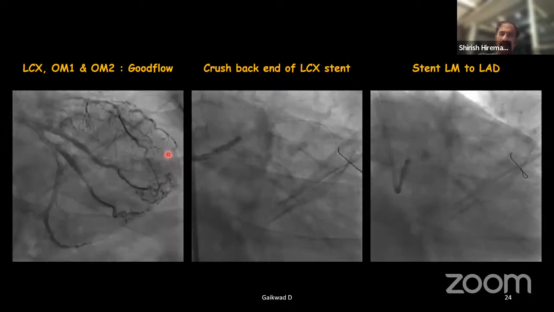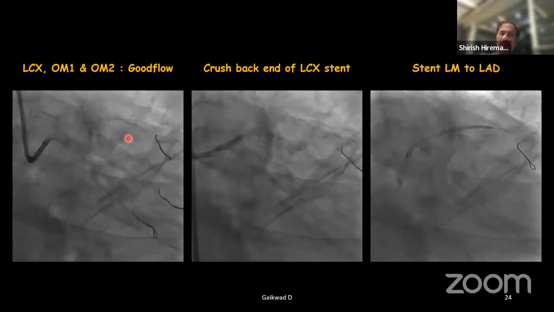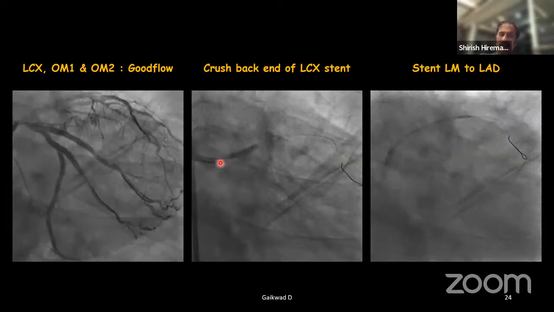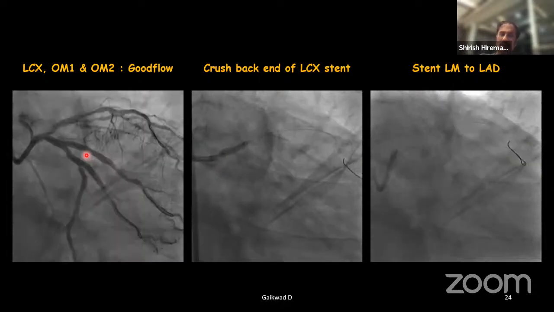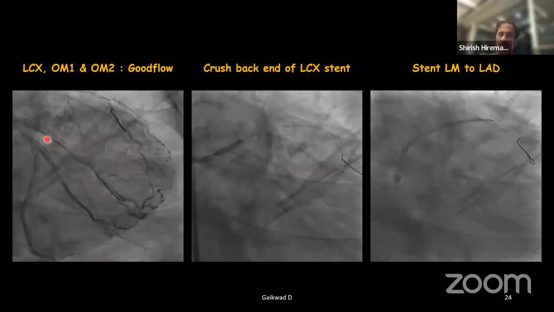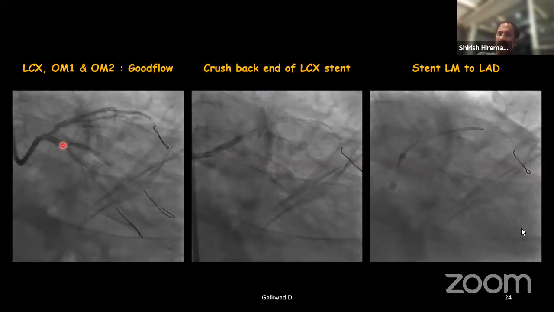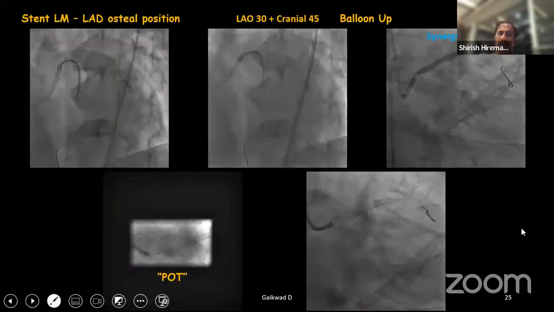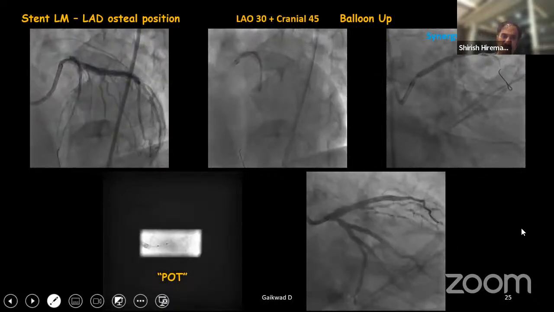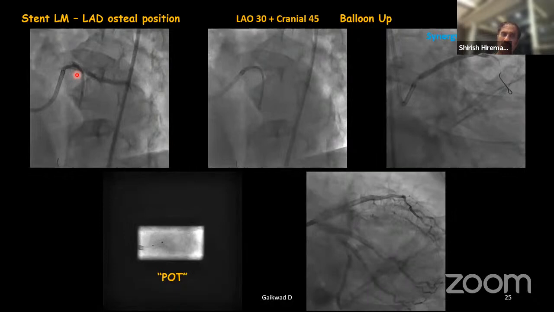And then you're getting ready to put a stent in left main to LAD. So here, the back end of the protruding stent is crushed with a bigger diameter balloon. You can see nice flows in both these OM1 and OM2 branches. So this is a mini crush between these two stents. And we are now getting ready to do a stent to left main LAD. Now, whenever you are doing a stent to left main LAD, I always like to get the stent position very nicely.